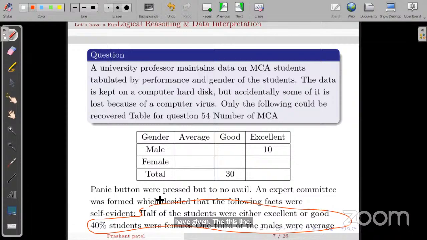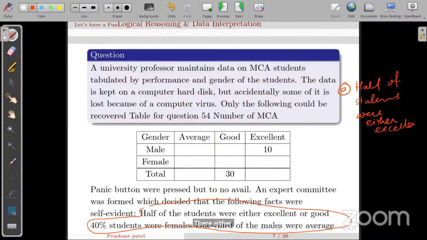They have given the 3 facts here. The first fact is half of the students were either excellent or good. So the first thing you need to see is half of the students were either excellent or good.